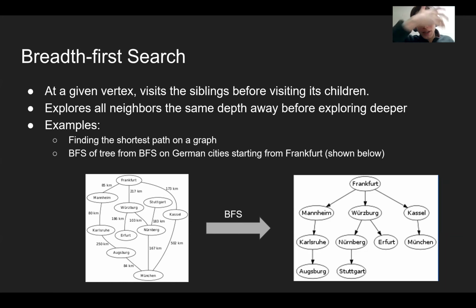It's good for finding the shortest path in a graph. That's generally how we solve it, with breadth first search. We also have the tree of German cities, starting from Frankfurt. Even looking at this, the one on the right is just a tree. Maybe the one on the left looks different, but essentially that's all it is.